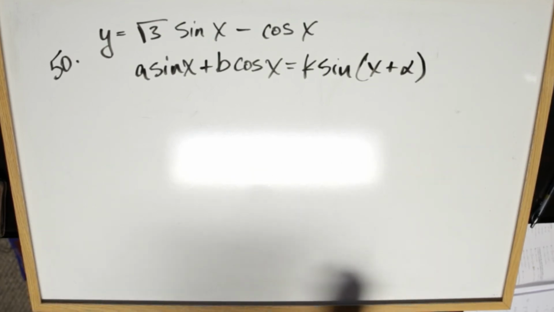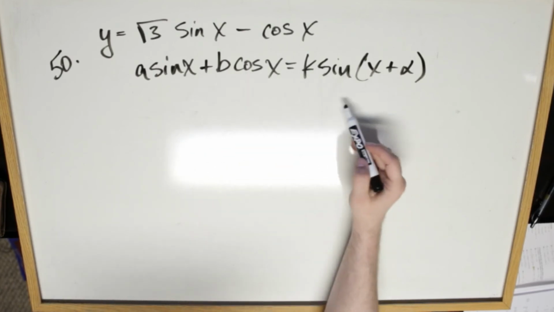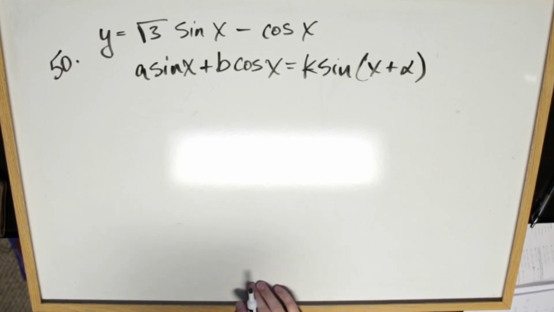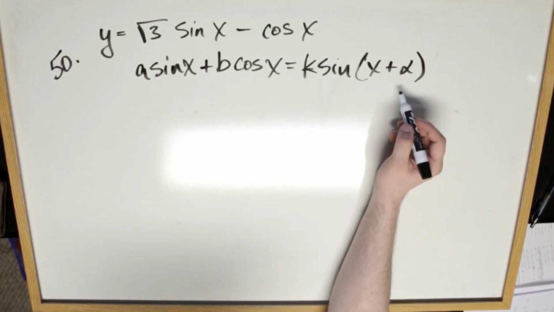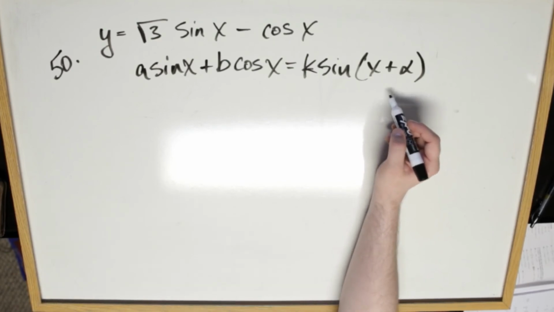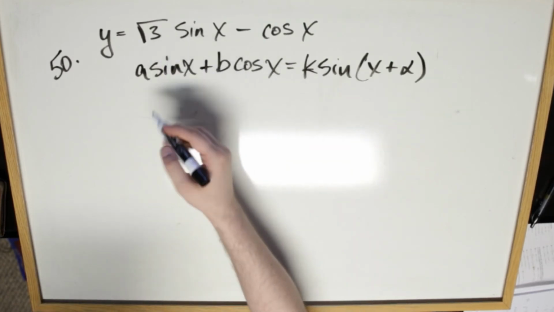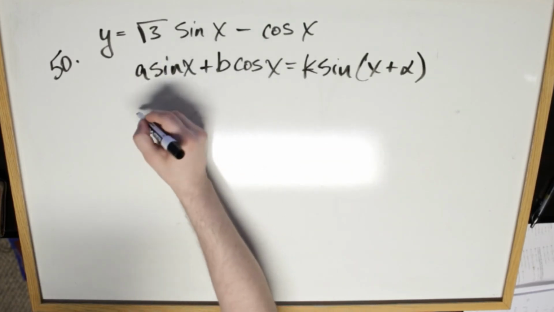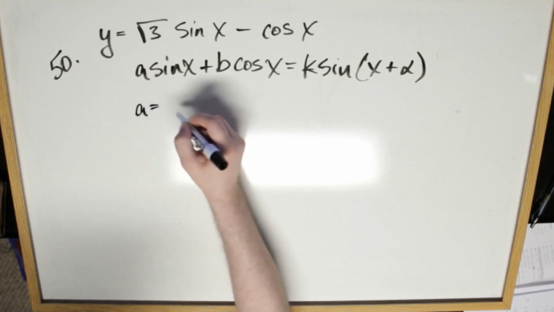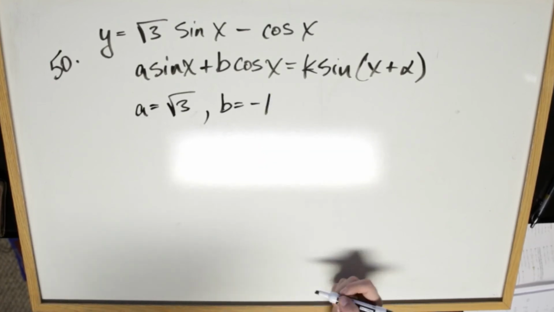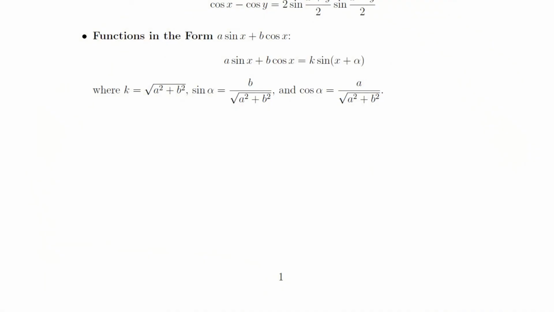So again, you can take the combination of a sine and cosine and turn it into a multiplier times some sine function that looks like it has a transformation applied to it. So what we'll do is represent these functions as our a's, b's, and c's, and then see what happens. So a is equal to the square root of 3, b is equal to negative 1, and again, based upon the notes here, you can actually get your k value.